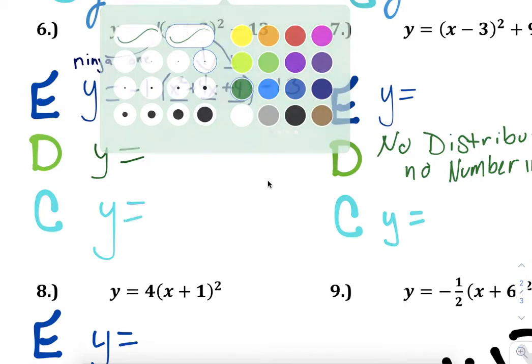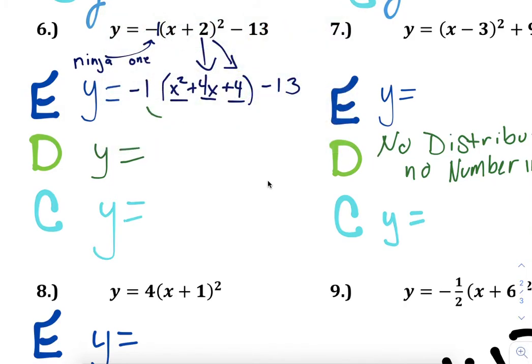All right, we're moving on to the distribute. When you multiply by a -1, all that happens is the sign changes, okay? So my x squared changes to a -x squared. If you put -1, that's fine. My 4x changes to a -4x, and my 4 changes to a -4. But the 13 is not changing. He is staying negative because he did not distribute, okay?